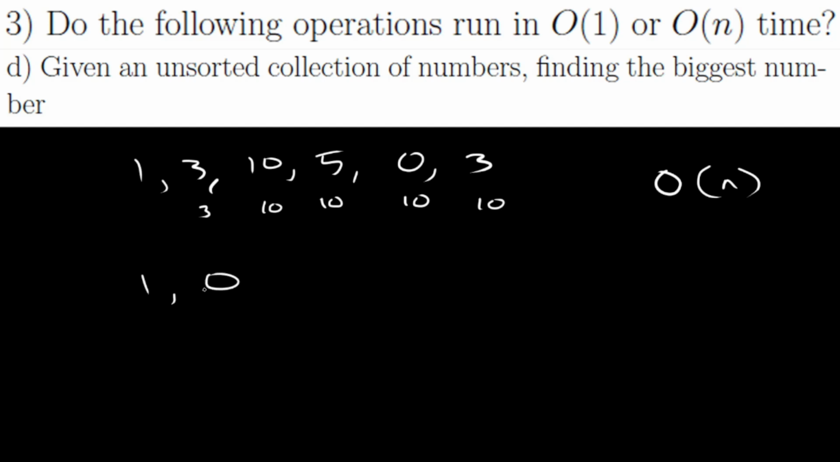Whereas if this was all the data I had, I would only need to make one comparison, right? I just compare the 1 to the 0, and so there would be fewer comparisons. But the more data you have, the more comparisons you need to do, so it isn't just a fixed amount of steps. So this would occur in big O of n time.